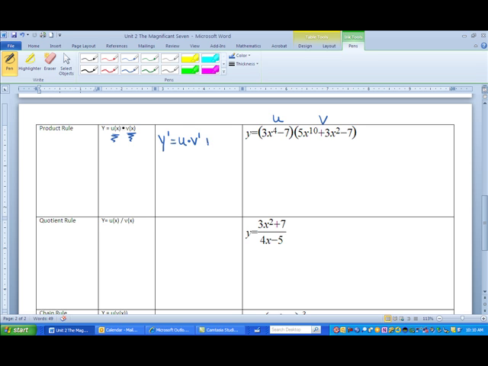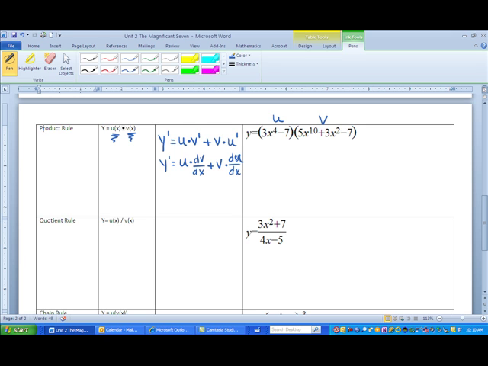Then you're going to do plus v times the derivative of u. How you might also see this written, just so that you don't panic, is the function u times the derivative of v with respect to x plus the function v times the derivative of u with respect to x.